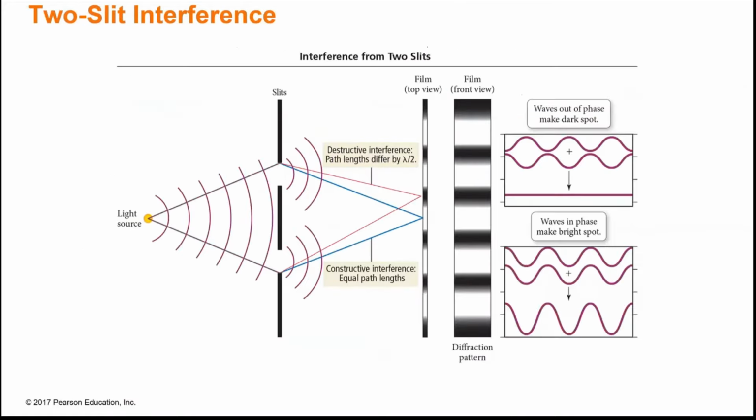So if you have interference of two waves that are propagating next to each other, they will combine in a way where it creates constructive and destructive interference in alternating patterns. So you have a light and dark spot if you were to have a film after these waves propagate through two slits. And this is called two-slit interference or two-slit diffraction.